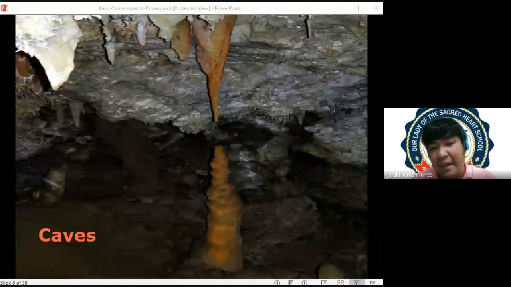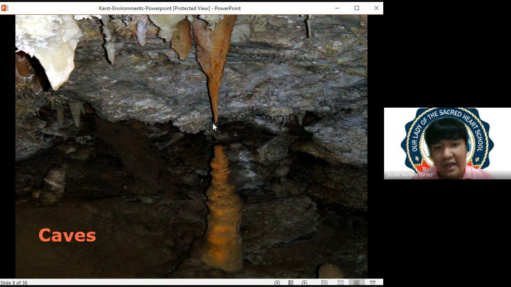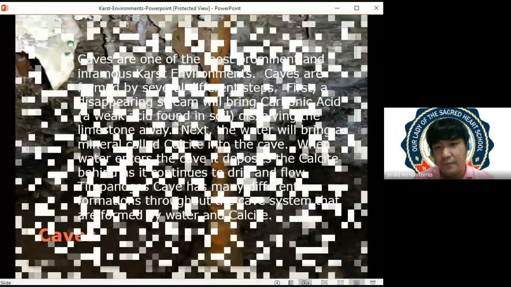So the best example of your karst environment is a cave. And usually sa cave, meron dyang mga calcite formation. Itong mga calcite formation includes the following. Itong nakikita niyo sa taas, this is called as the stalagmite. Ito naman nasa baba, these are stalactite. At itong stalagmite and stalactite na to, these are actually calcite deposits ng dripping water sa cave natin.